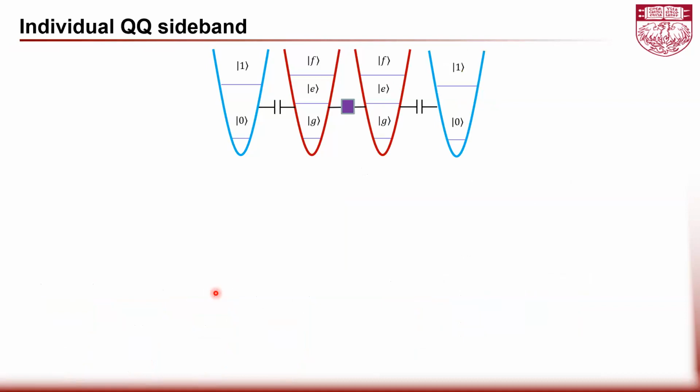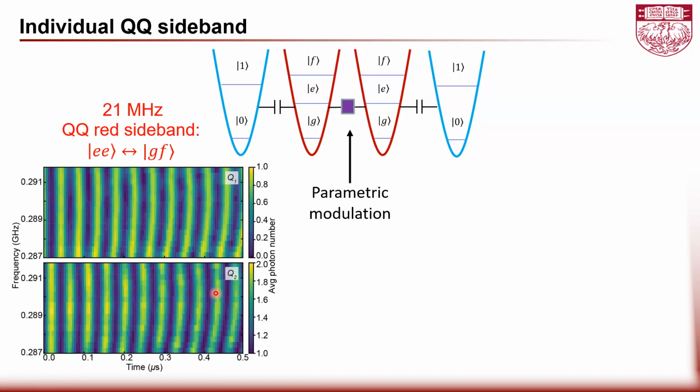First, we demonstrated we can use the coupler to generate all of the QQ sidebands needed for the experiment. We do flux modulation at the transition frequencies. For example, if I drive at the E to GF transition frequency, we can realize a 21 megahertz QQ red sideband. Here I'm plotting the average photon number read out separately on those two transmons by sweeping the modulation frequency versus modulation time. So you can see a nice Chevron plot.